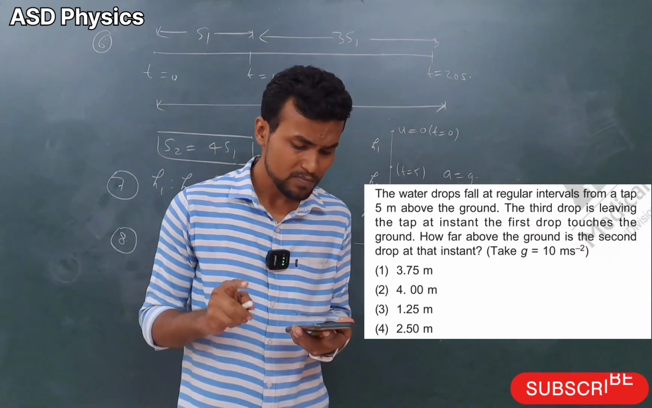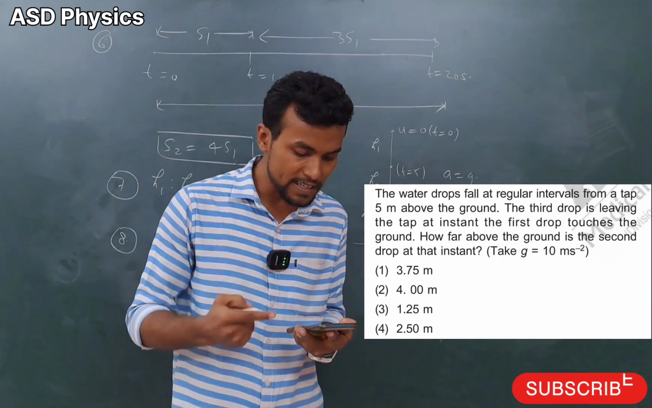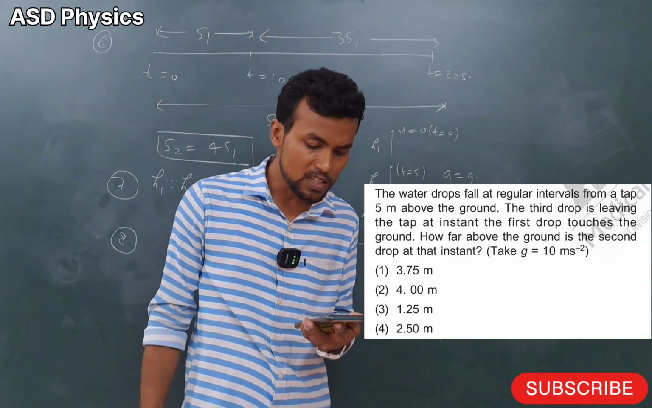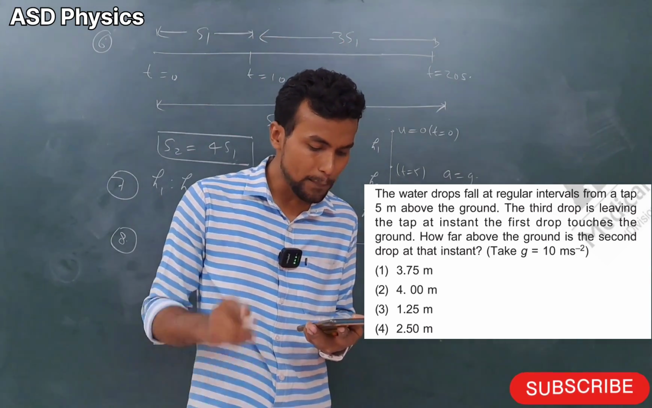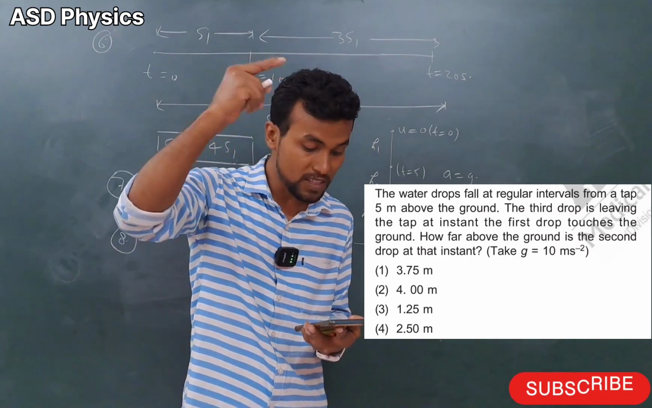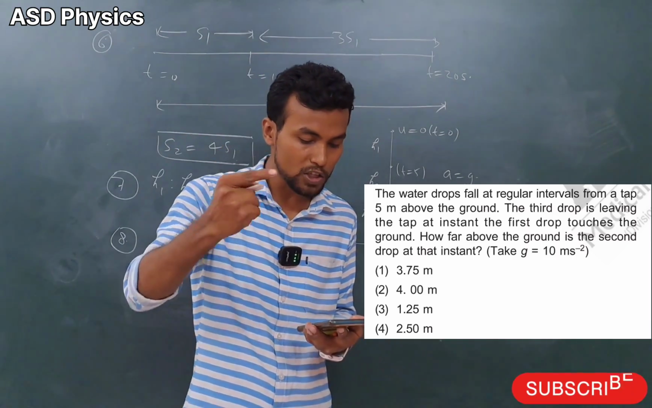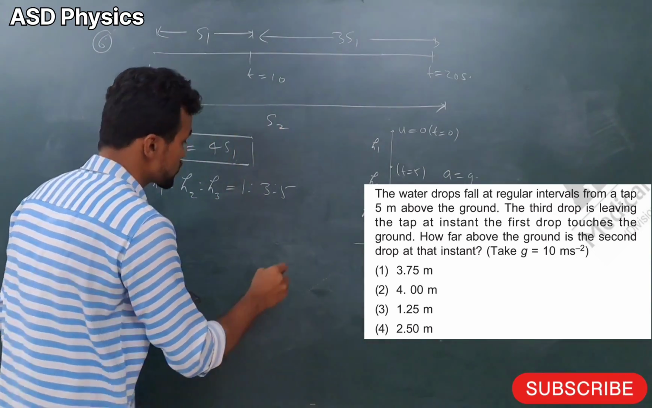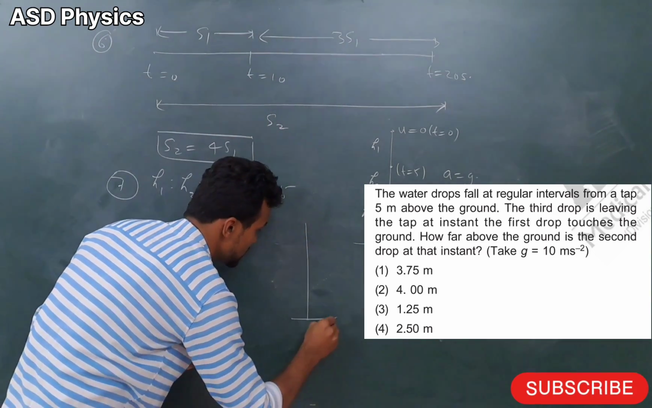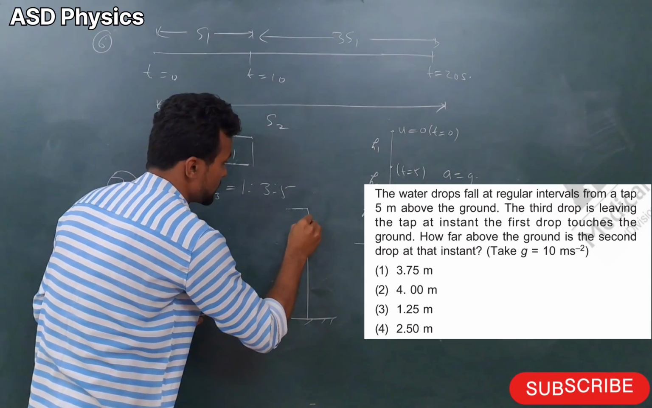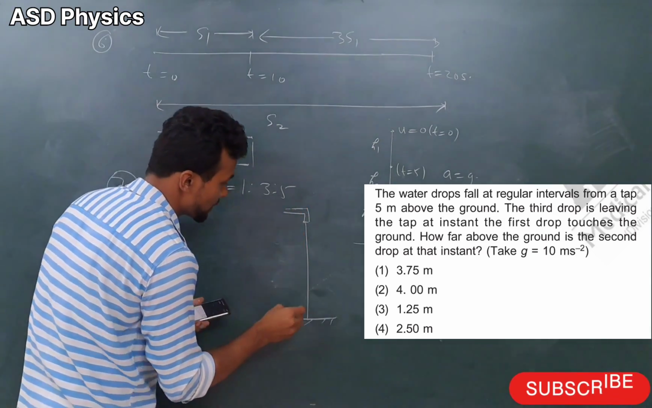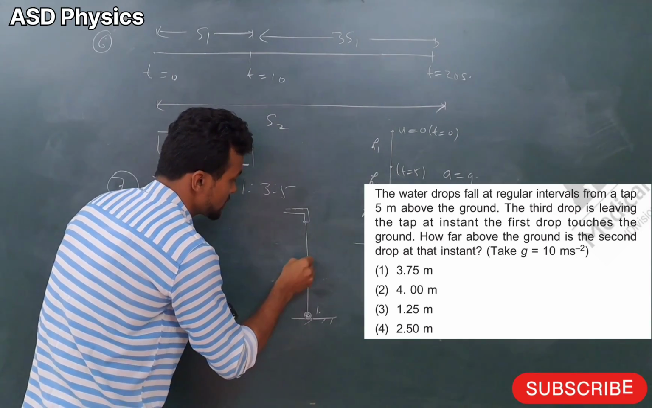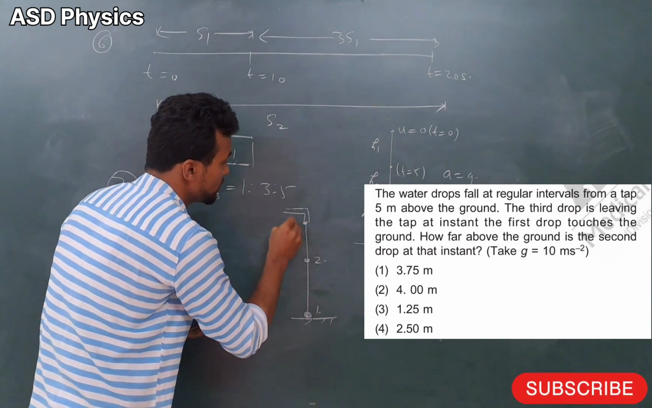Water drops fall at regular intervals from a tap 5 meters above the ground. The third drop is leaving the tap at the instant the first drop touches the ground. How far above the ground is the second drop at that instant? Here is my tap, the first drop is here, the second drop is at some other place, and the third drop is just leaving.